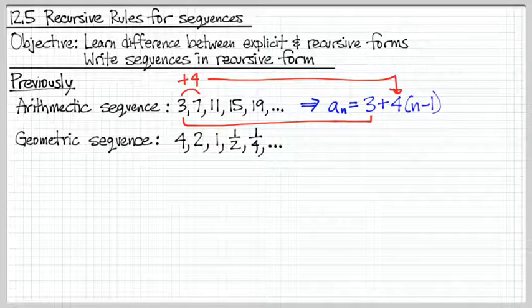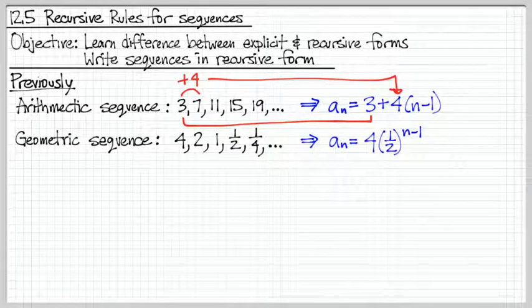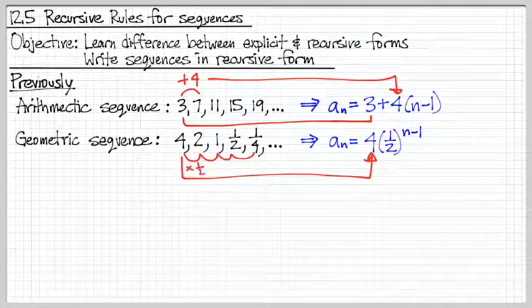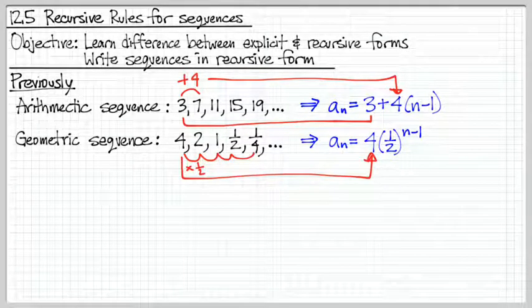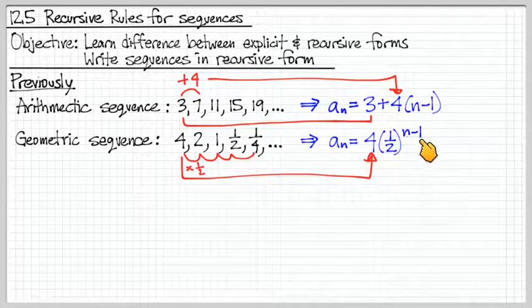Let's look at how we dealt with geometric sequences. In this case, we did something similar. We put our initial term 4 right there, and then we notice that we have a common ratio between each of these terms of 1/2. We multiply times 1/2 to get from 4 to 2. We multiply by 1/2 to get from 2 to 1. So we can write that as 4, the initial value, times 1/2 raised to the n minus 1.